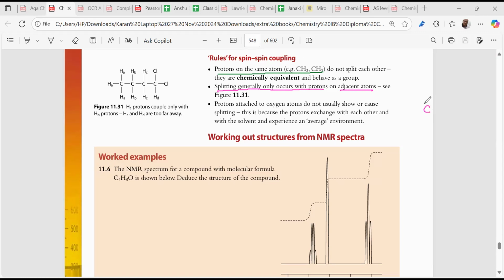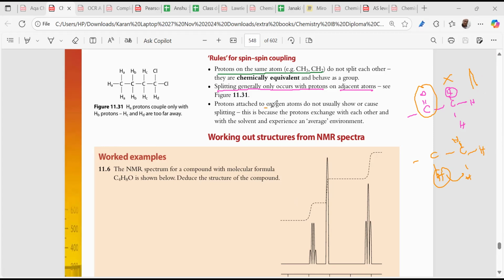So if you have got a C double bond O, will this hydrogen get split? We need an adjacent carbon with hydrogen. This hydrogen will be splitting this. But if you have this C double bond O, this won't split. This will be having a singlet. Clear? Understood? This concept is very crucial.